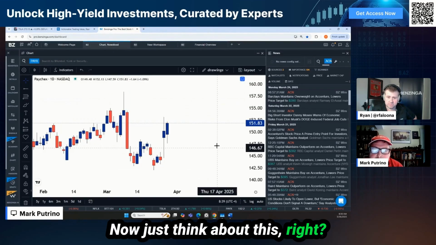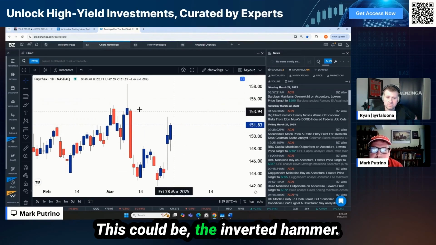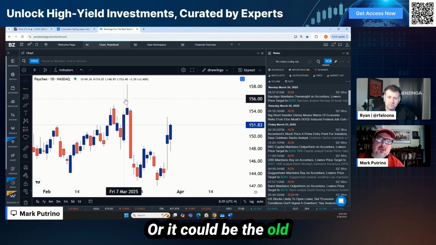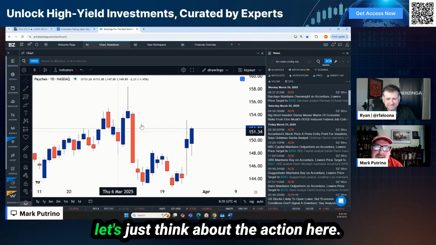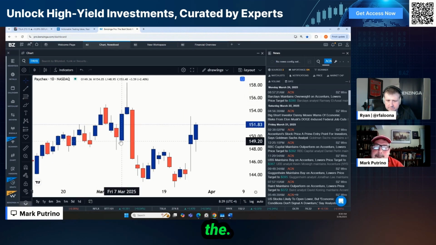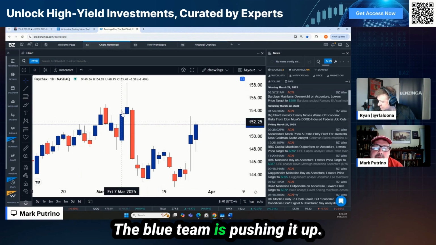Now, just think about this, right? This could be the inverted hammer, or it could be the old triple Lindy pattern. That's what we used to call it when I used to trade on the trading desk. Let's just think about the action here. The bulls are in charge. The blue team is pushing it up.